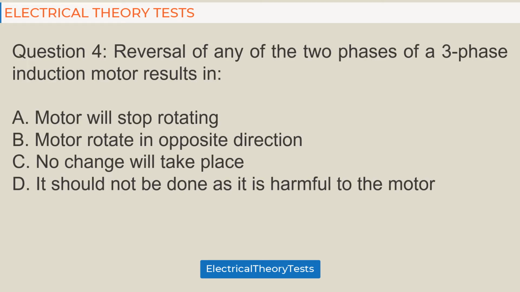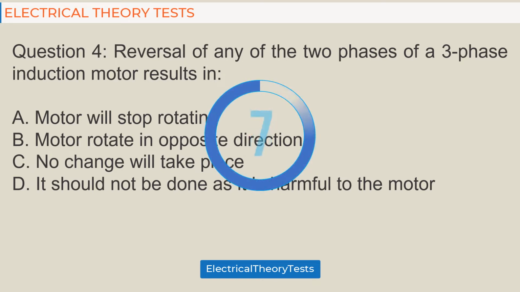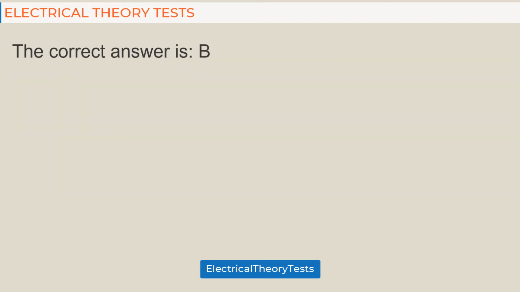Question 4. Reversal of any of the two phases of a three-phase induction motor results in A. Motor will stop rotating. B. Motor rotates in opposite direction. C. No change will take place. D. It should not be done as it is harmful to the motor. The correct answer is D.